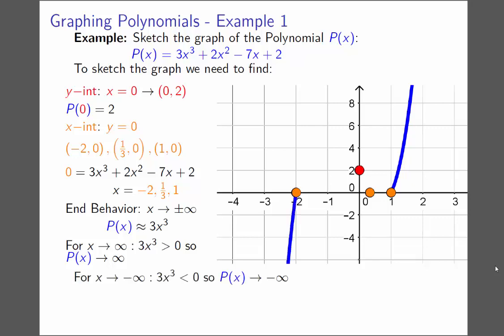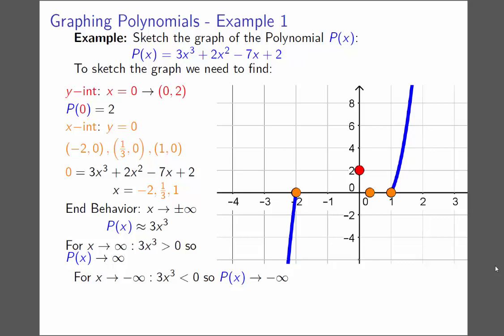And if x is going to negative infinity, then 3 is positive, but x cubed is negative, since x is negative. So 3x cubed is a positive times a negative, which is negative as well, which means our polynomial is going to negative infinity.